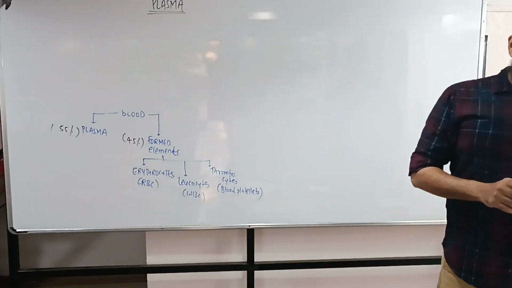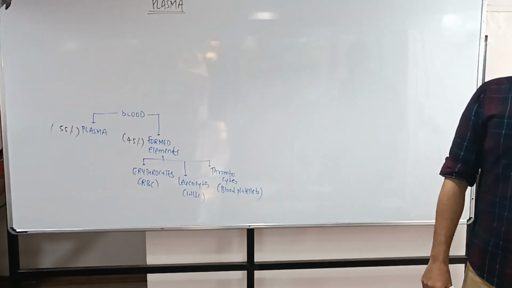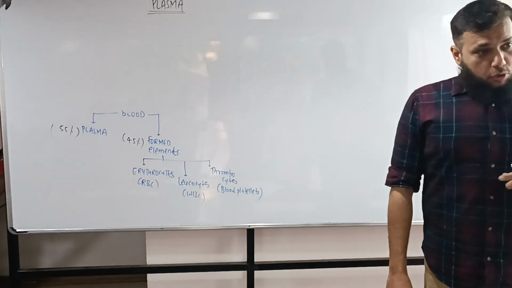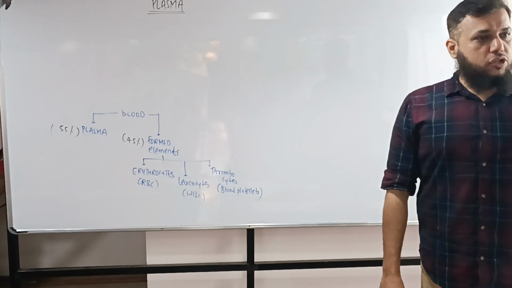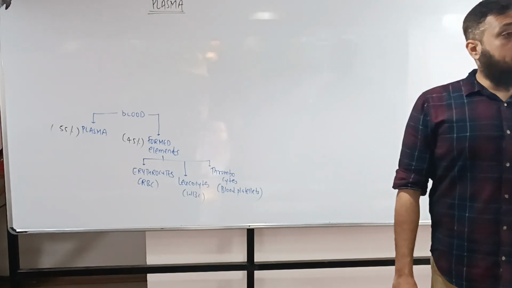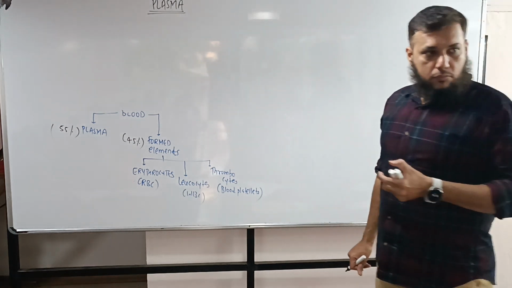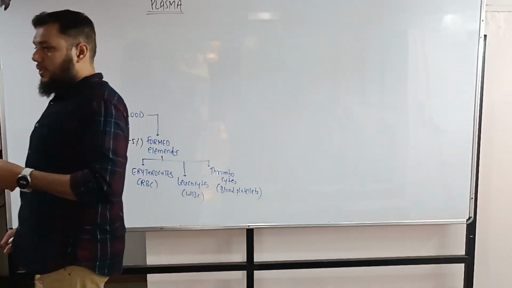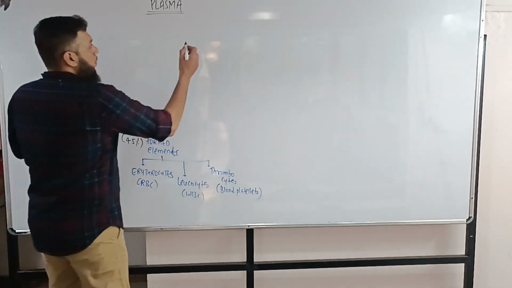Plasma. It is the matrix of the blood. It is the fluid part of the blood. Okay. So the plasma represents the matrix.